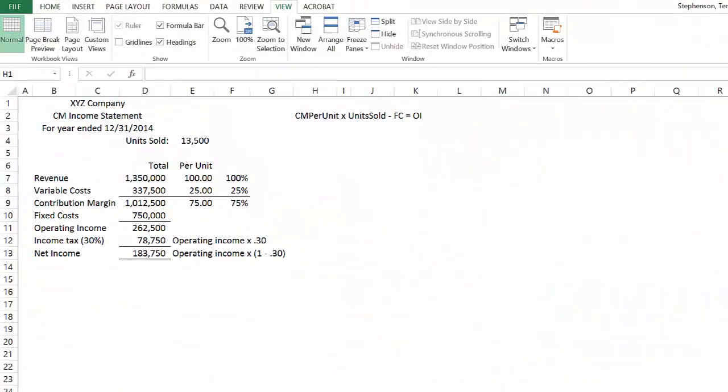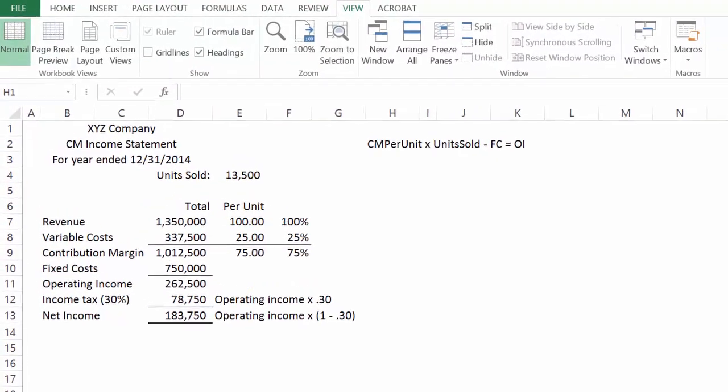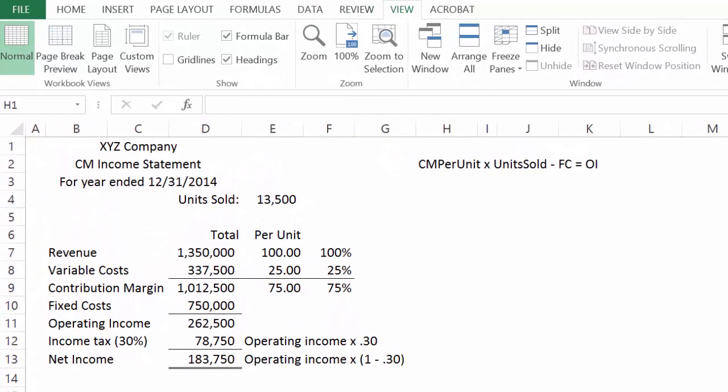So let's turn to the spreadsheet and go back to XYZ Company for the year ended 2014, and let's add taxes to it. Our operating income is $262,500. Assuming an income tax rate of 30%, we're just going to take the $262,500 times 30%, and that's our income tax expense, and subtract that, you get net income.